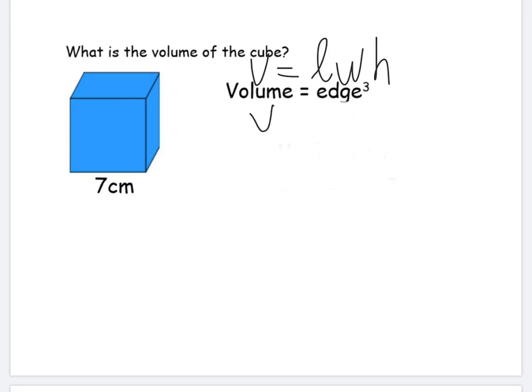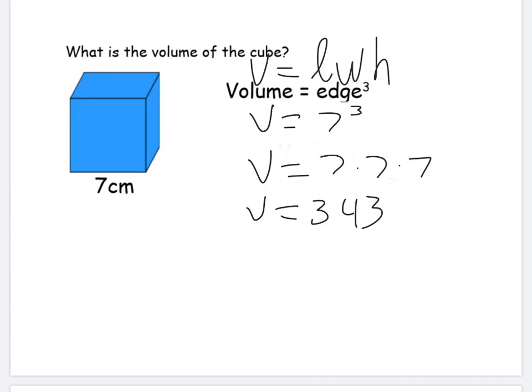So I could say that volume is equal to 7 to the third power, or 7 cubed, which would mean 7 times 7 times 7. If you look at your list, that gives you 343. And then our units: when we're talking about volume, we have a 3 as our exponent. So our answer is 343 centimeters cubed.